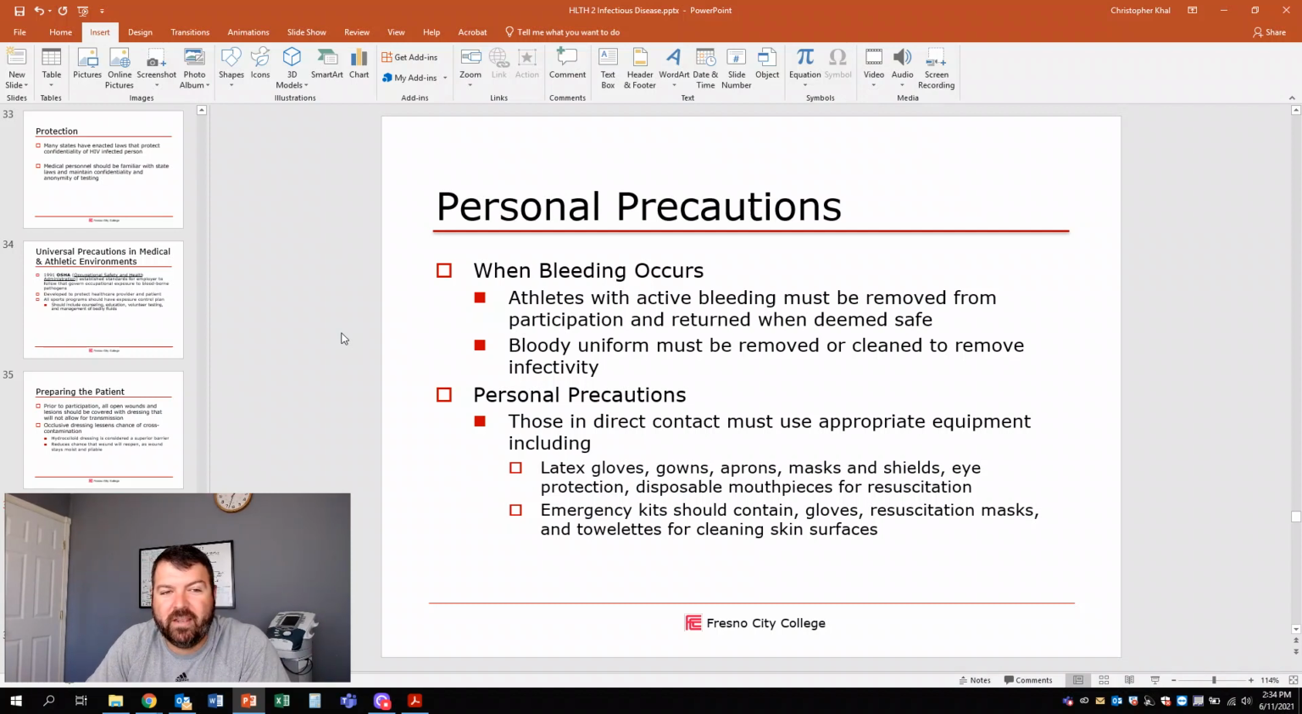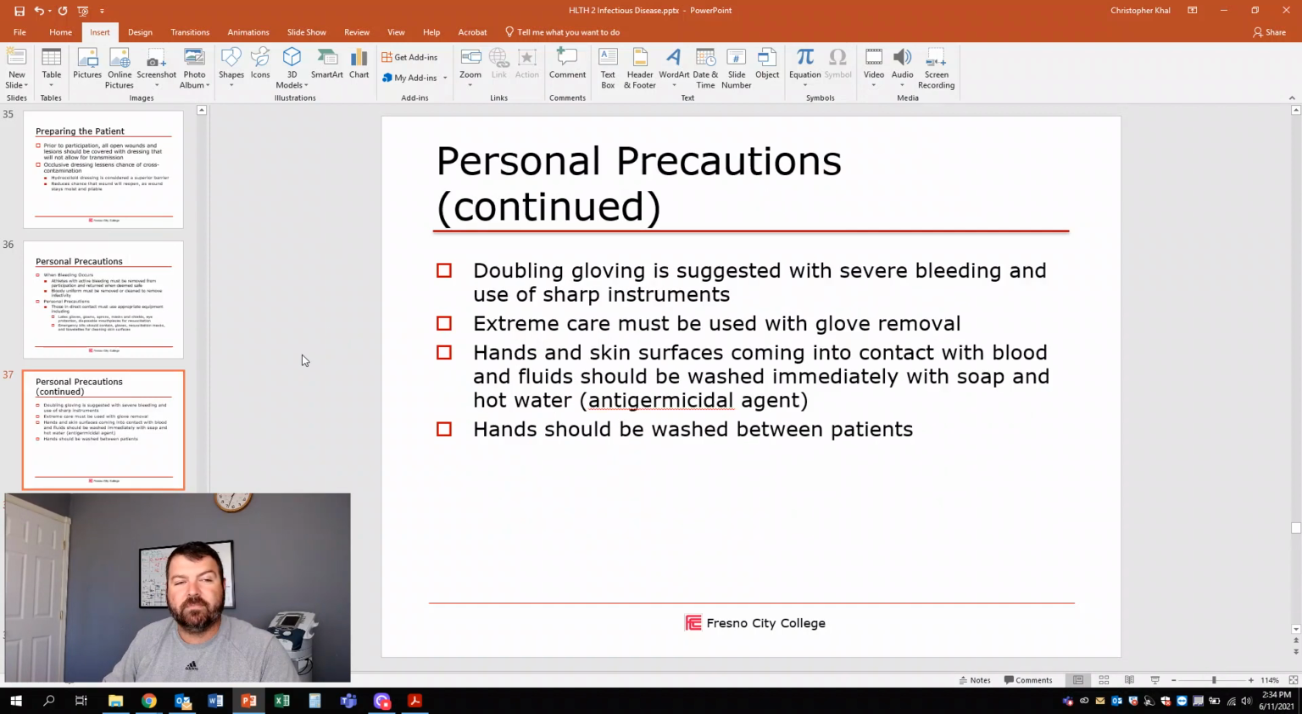Personal precautions. When bleeding occurs in the sports realm, athletes with active bleeding must be removed from participation. The bloody uniform must be removed or cleaned to remove infection. Those with direct contact must use appropriate equipment, obviously: gloves, gown, aprons, masks, eye protection, disposable mouthpieces if resuscitation is used, etc. And all of those should be in some kind of emergency kit that is there for all sports.